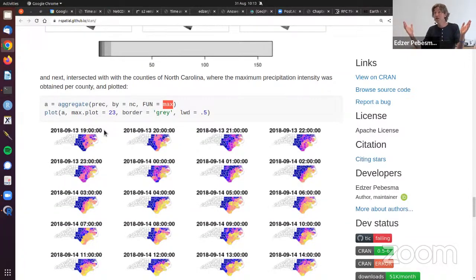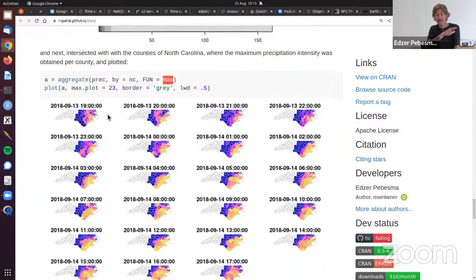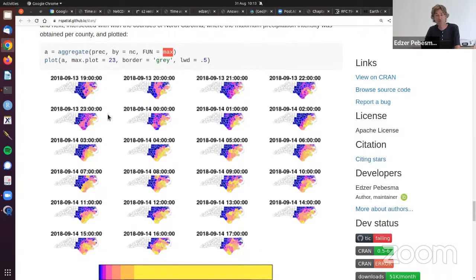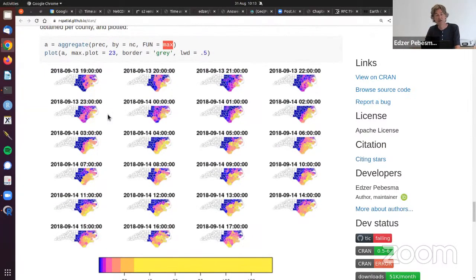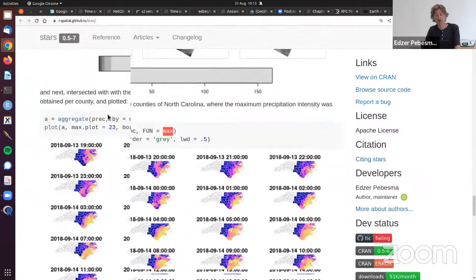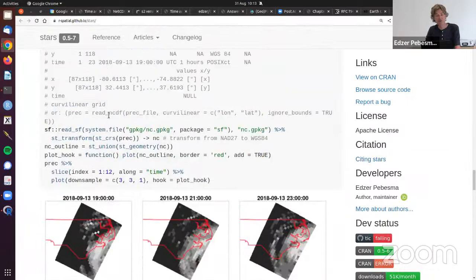me a vector data cube. Because here I get maximum precipitation for every county for a sequence of time steps. So I have 100 counties and I have 23 time steps. So that is a two-dimensional array, and it's not shown here. But when I run this, let me just run this.